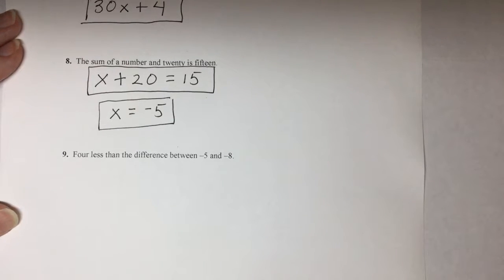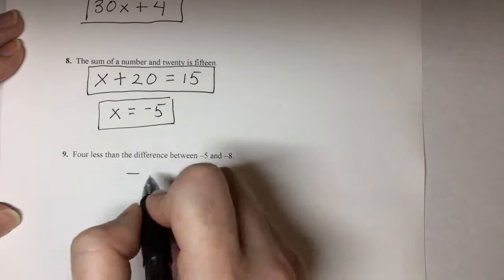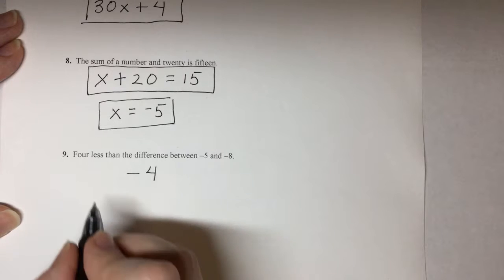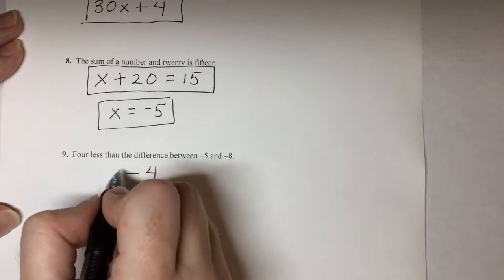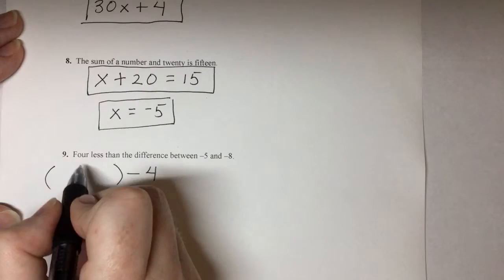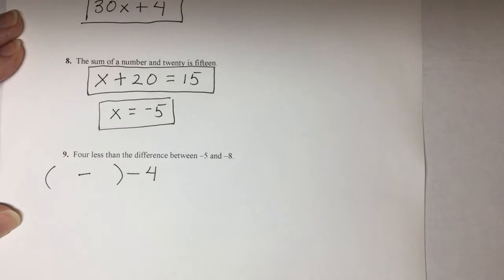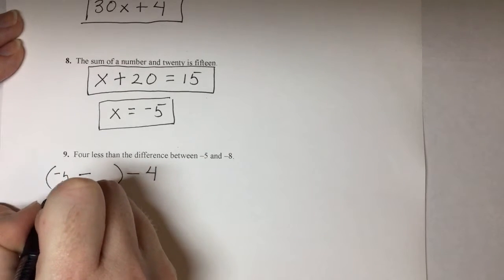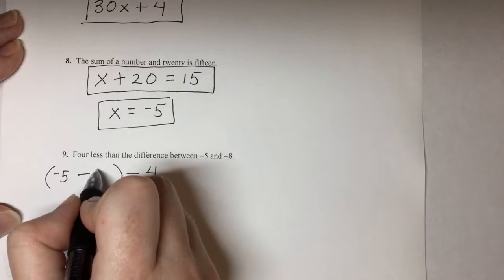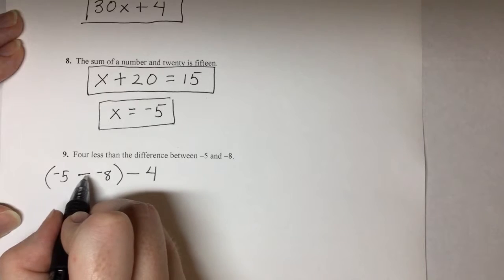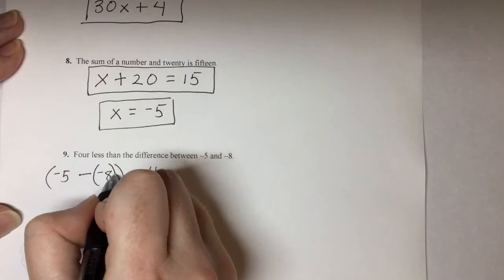With 9, 4 less than. Less than is subtraction. Less than is one of the two that reverses the order, so I have 4 less than something, so I'm going to use parentheses for that something. The difference is subtraction. Order does not reverse with difference. Difference between negative 5 and negative 8. Now, I do have to use parentheses here because otherwise the two negatives get unclear.